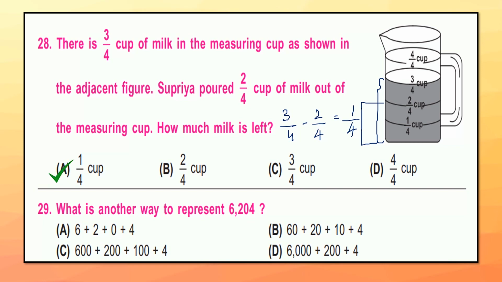Question number 29. What is another way to represent 6204? So the correct expanded notation of 6204 is option D, 6000 plus 200 plus 4. There are 6000s, 200s, 0 tens and 4 ones.